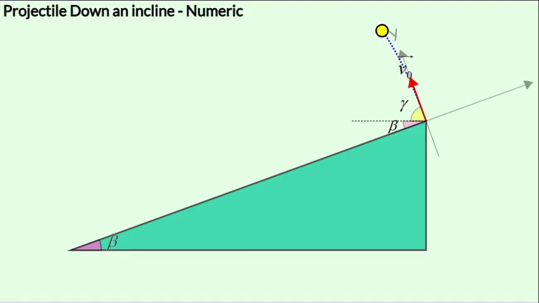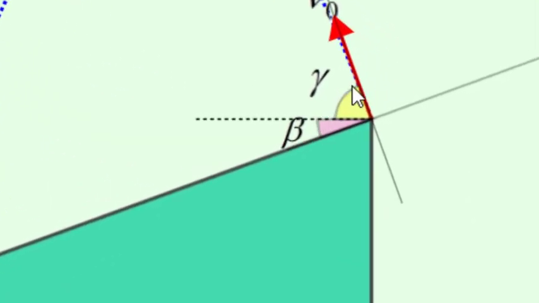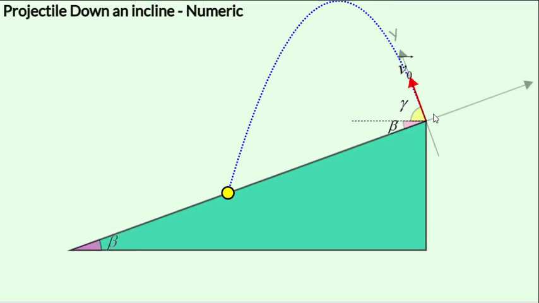A projectile is launched with a speed of v0 at an angle of beta plus gamma with respect to the incline in a downward projection. The angle of the incline is beta. Just as this projectile is launched, another ball is released from the same position at the top of the incline at the same time. Let's watch that in motion.